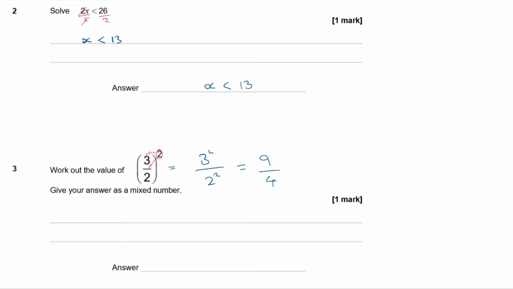Question's asking for it as a mixed number though. So 4's into 9 go twice, remainder 1. So that's the same thing as 2 1/4 there. So 2 1/4 is my final answer. Yeah, always read the small print. Just check the format of the answer that it wants before you move on.